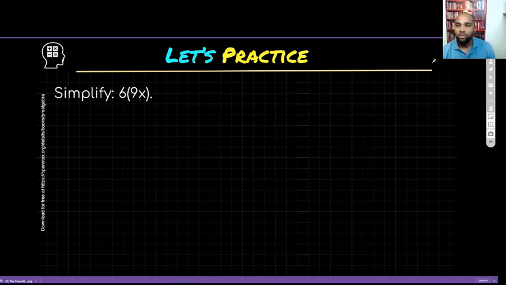All right, and this one's simple. We're going to put our parentheses around 6 times 9, and then do x last instead. So that gives us 54x.